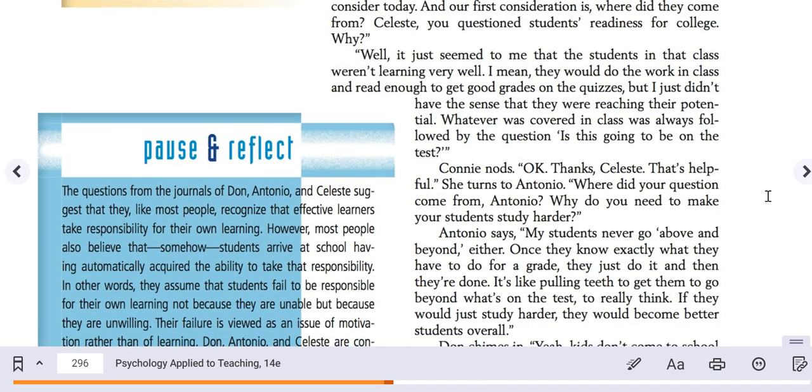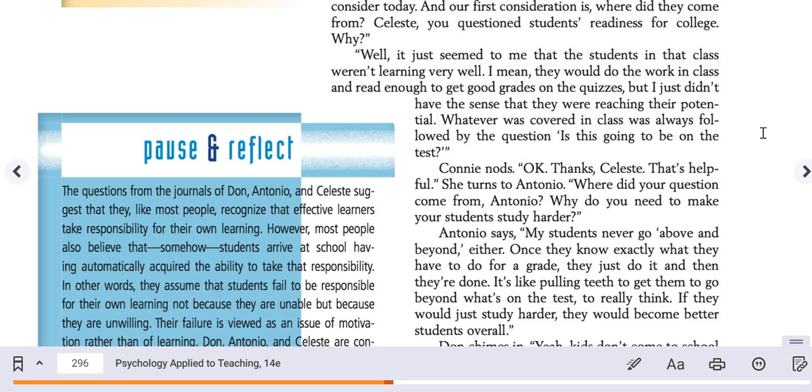I mean, they would do the work in class and read enough to get good grades on the quizzes, but I just didn't have the sense that they were reaching their potential. Whatever was covered in class was always followed by the question, "Is this going to be on the test?"